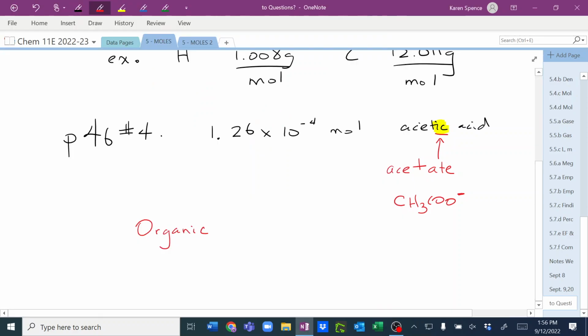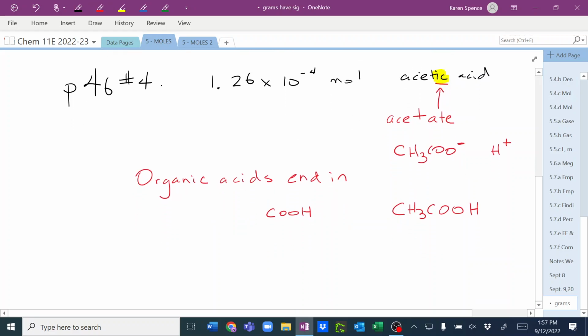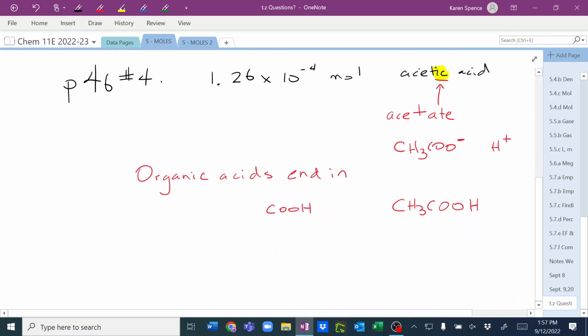Here we go. Remember, organic acids end in COOH. So our acetic acid will be CH3COOH. If we put it together with the H plus, those are each 1 and 1. Charges balance out.